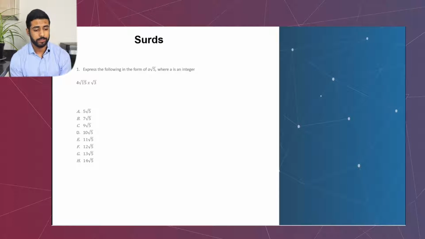So express the following in the form a root 5, where a is an integer. So we have 4 root 15 times root 3. So we know we need to get to root 5, and therefore we need to get rid of that root 3 at some point. So we're going to have to multiply that.